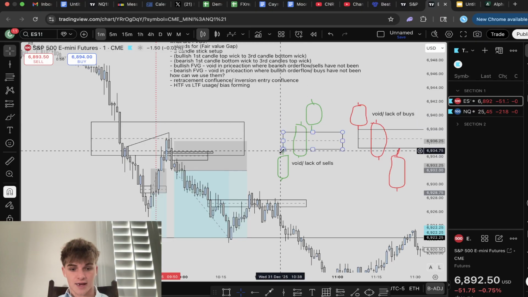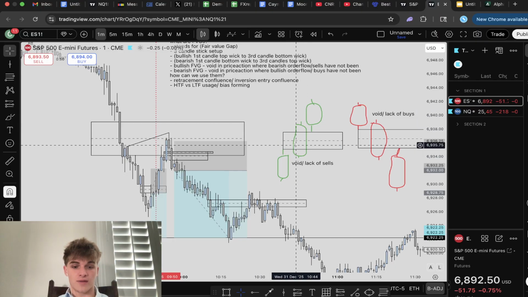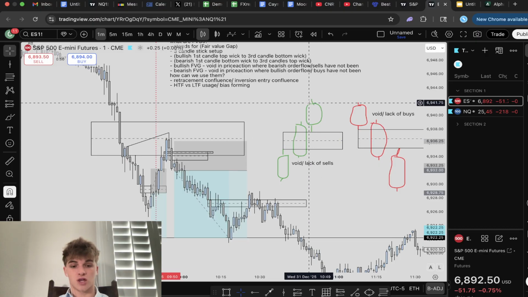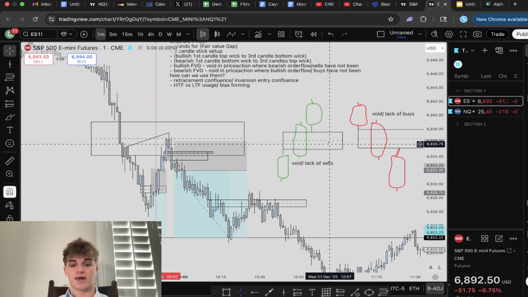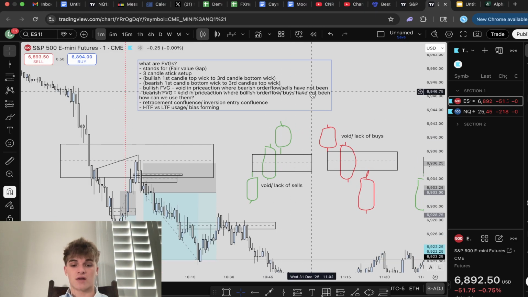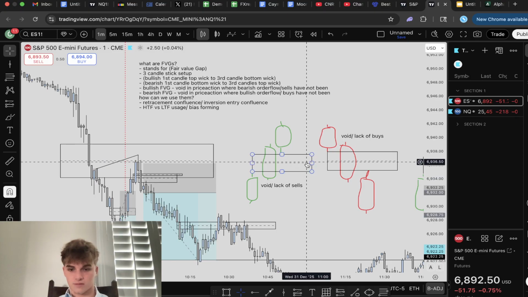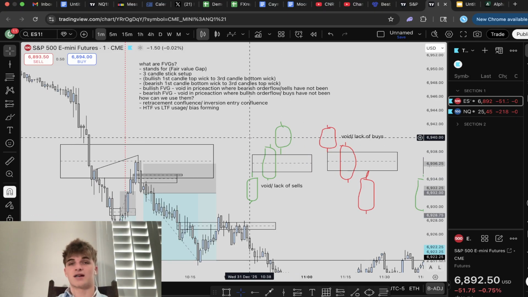Sells have been here and here in these wicks. They have not been anywhere in here. So once we close this third candle up here, we want to sell back down into this fair value gap to then push out of it, inverse it, whatever price decides to do.